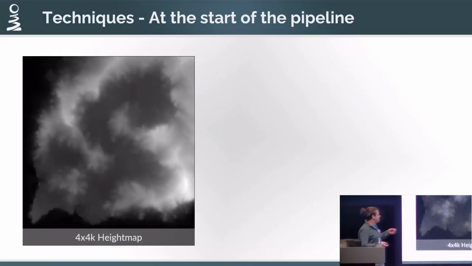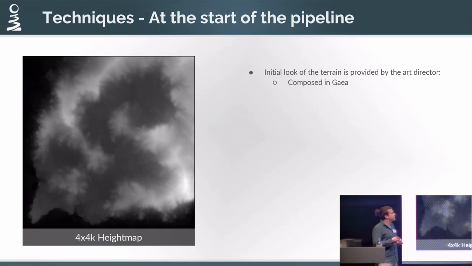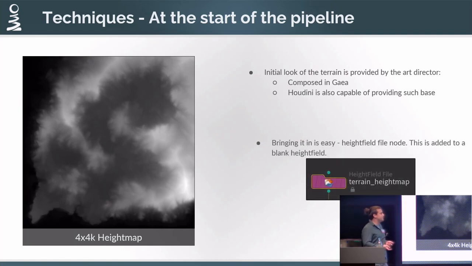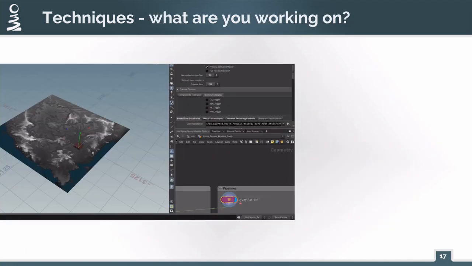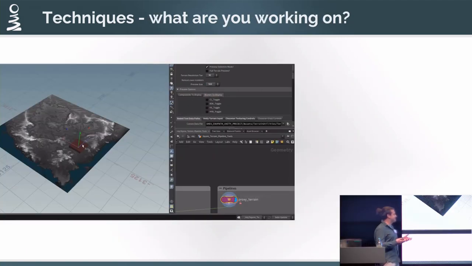At the start of the process is this height map base that was provided by our art director. It's composed in Gaia, but it's important to say that Houdini is also super capable of providing something like this, and you can just cache it out. But bringing it in is super easy through the height field node, which is layered onto this blank height field. And of course, on minute one, I came to the realization that processing a 4x4 world is not a very good idea, especially considering other people involved. So I had to come up with something very simple.